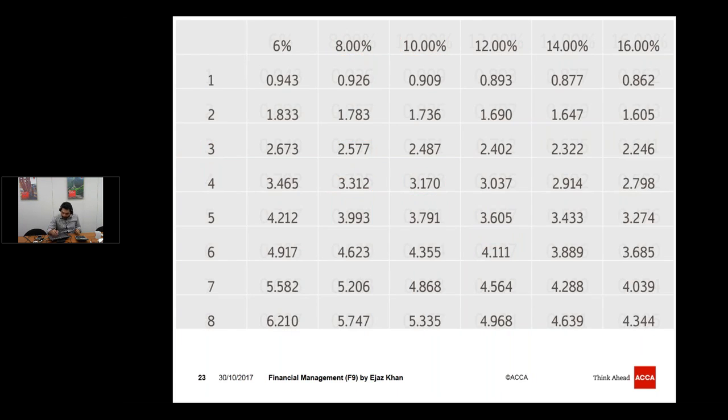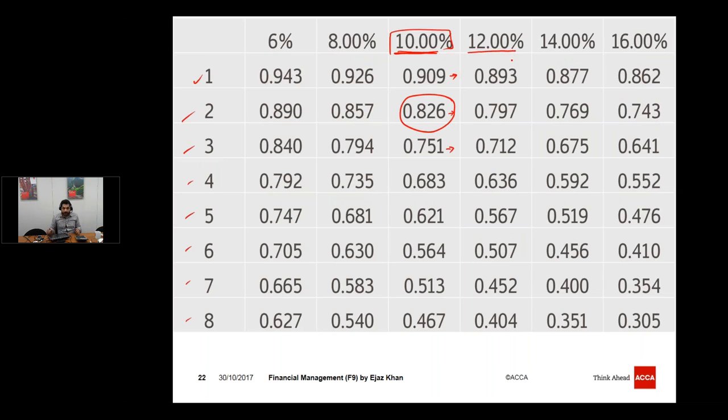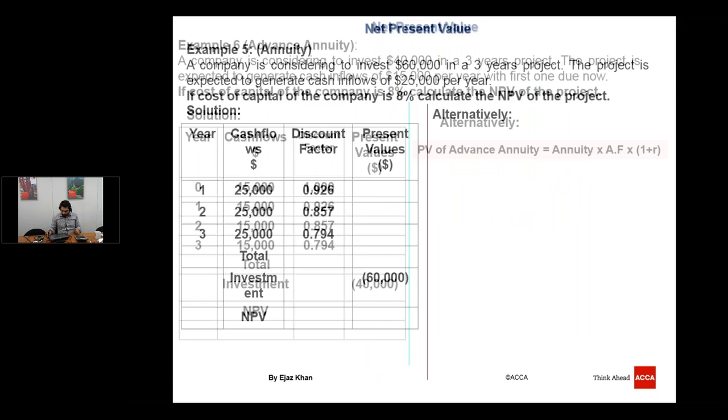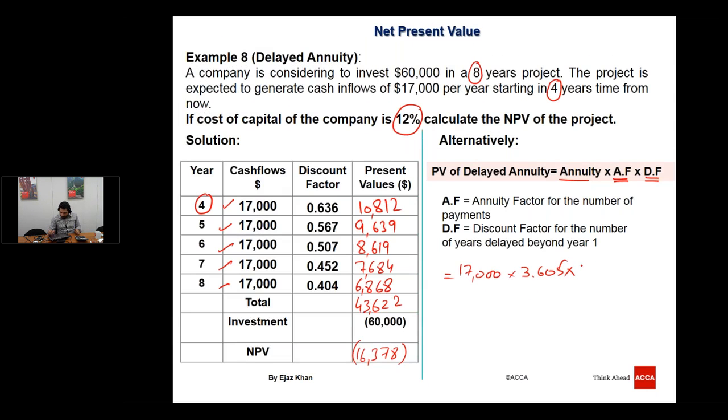It's annuity table. So go back to discount factor table, pick up the right column at 12%, and since the delay is for 3 years, we'll pick 0.712. 0.712, and just multiply these three figures. 17,000 into 3.605 into 0.712 is 4,365.